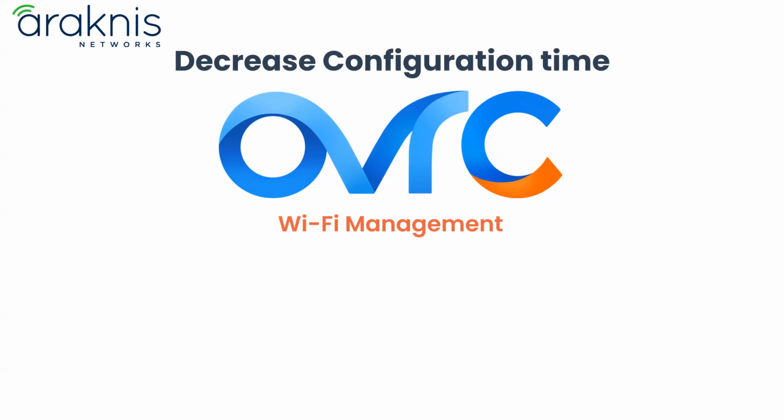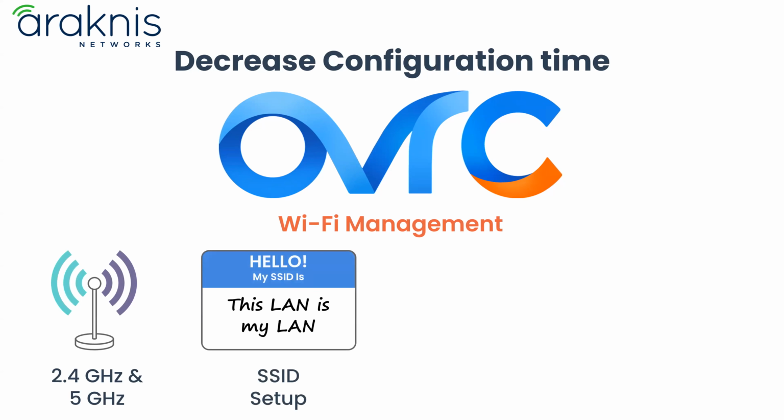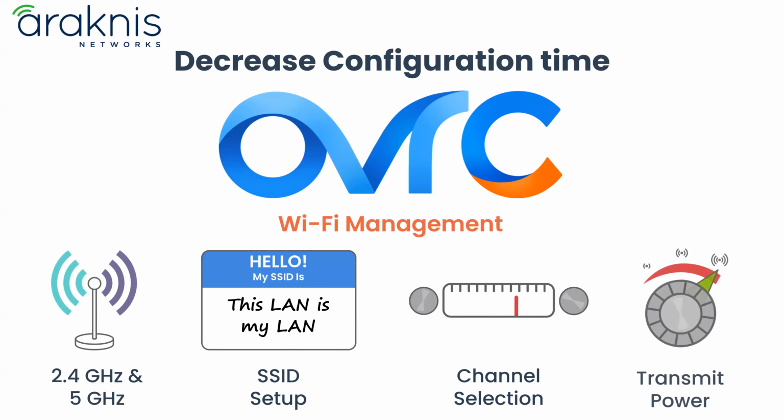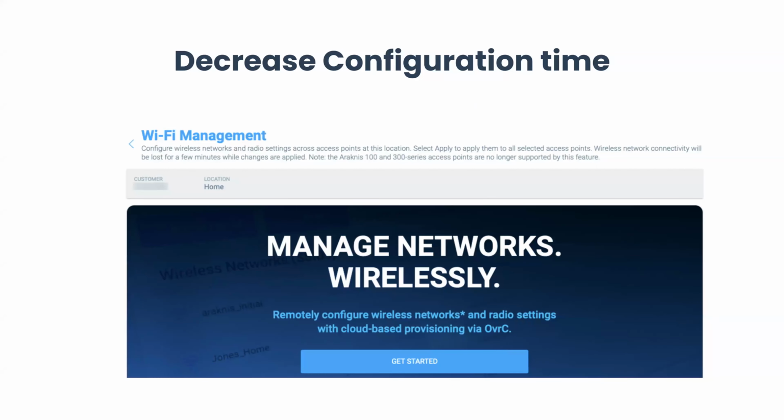For example, with Arachnus access points now, we've added Wi-Fi management. This allows you to adjust which frequencies you're using, configure all of your SSIDs, your channel selection, and your power settings without ever logging into the AP. You can do it all through OvrC, right in the Wi-Fi management section. This allows you to configure everything in OvrC. It will push everything out to the access points for you.